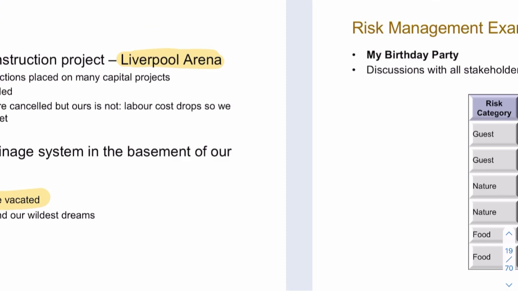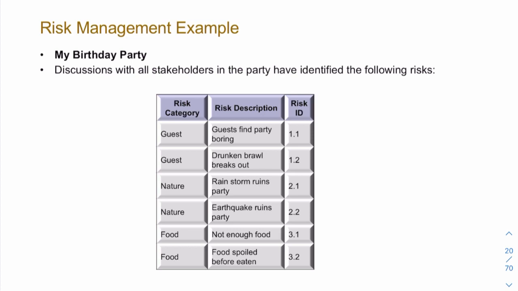So let's look at an example, okay? This is the silliest example I could think of, and it's to plan my next birthday party. So what we're trying to do, let's just remind ourselves, where are we? We're looking at risk management. And we said the first thing we want to do is identify the stakeholders, because that'll help us to identify our risk. So it's risk identification. So, who are the stakeholders in my birthday party?